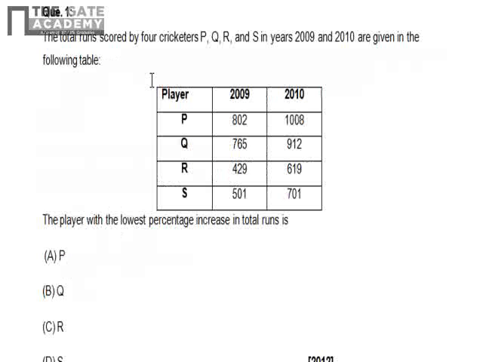Now we'll look at some of the problems which were asked in the actual GATE papers. This is one problem which was asked in year 2012. The total runs scored by 4 cricketers P, Q, R, S in years 2009 and 2010 are given in the following table. The player with the lowest percent increase in the total runs.